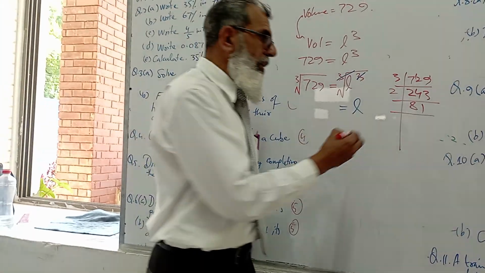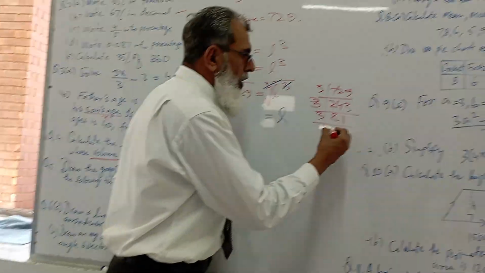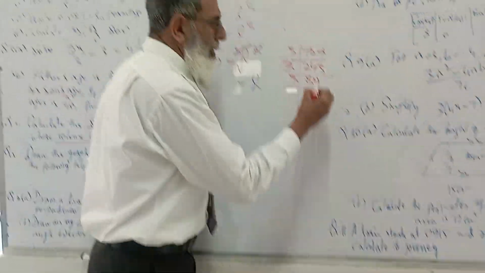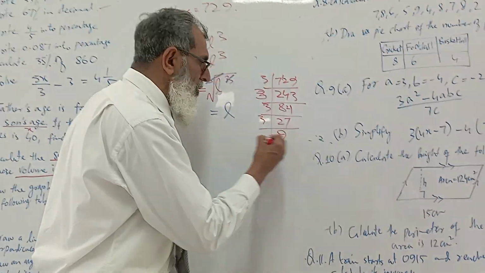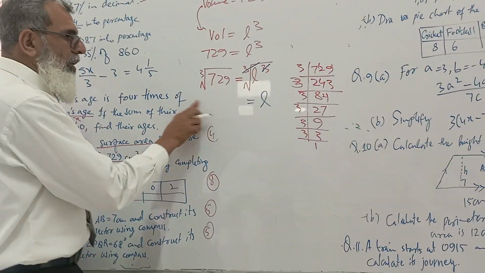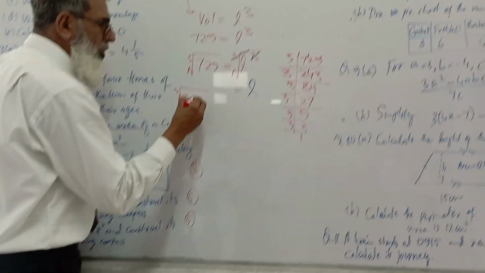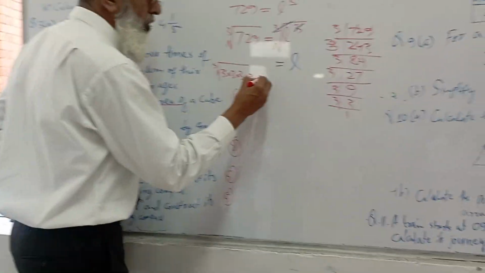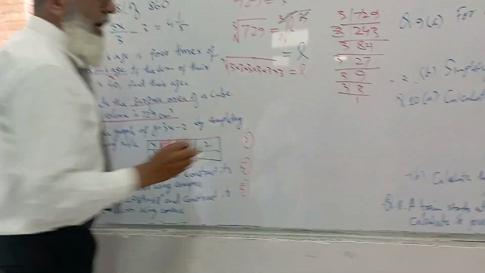Still divisible by 3, this is 3. And 3 2s are 6, 12 remaining, 3 7s are 21. Still divisible by 3, 3 9s are 27, 3 3s are 9, and 3 1s are 3. So it means 729 could be written in the form of 3 times 3 times 3 times 3 times 3 times 3, which is equal to length.